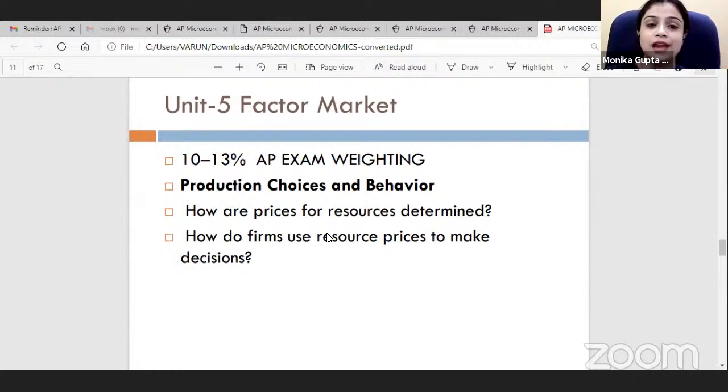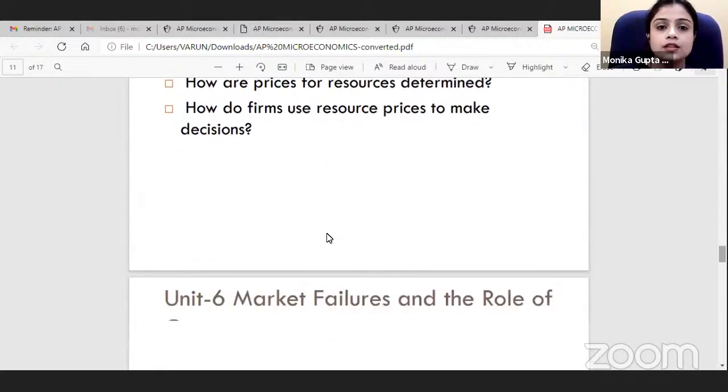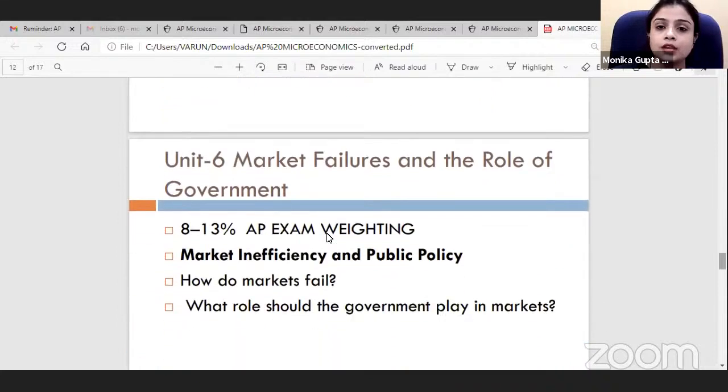And whether laborers are happy with the wages or not, you have to see that part also. So in this particular factor market, you are going to talk about the decisions related to the factors of input involved in production. The last unit is all about market failures and the role of government.